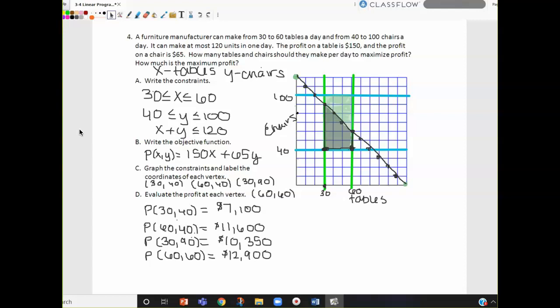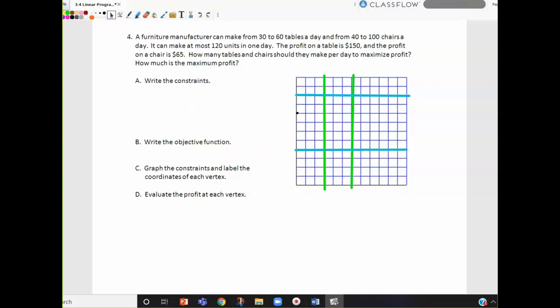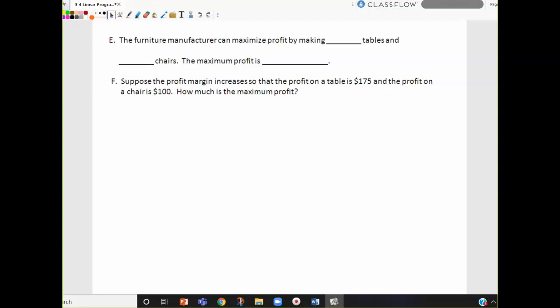However, for the purpose of the problem, the answer is 60, 60. So it says the furniture manufacturing company can maximize profit by making 60 tables and 60 chairs. The maximum profit is $12,900.